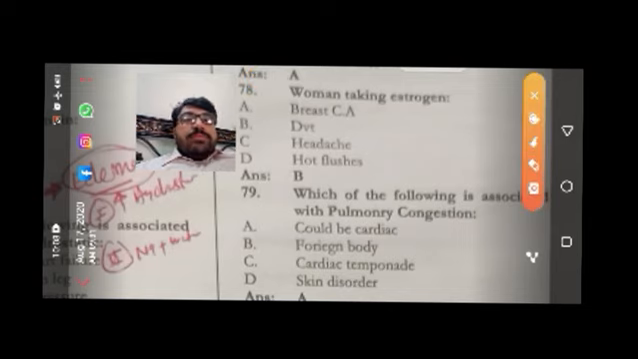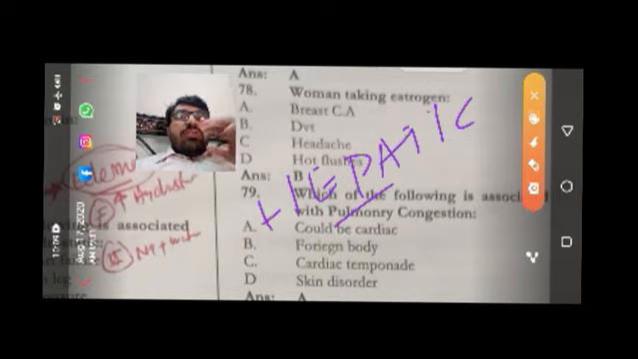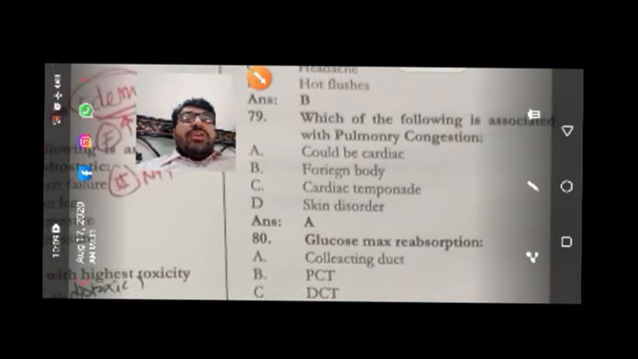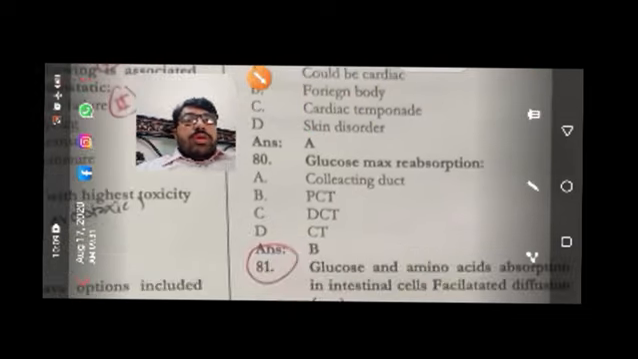Women taking estrogen, long-term effects are hepatic adenoma. If that is not in the option, then thromboembolism, DVT. Is it exogenous estrogen or endogenous estrogen that has cardioprotective function? The answer is endogenous estrogen. Exogenous estrogen causes thromboembolism. Which of the following is associated with pulmonary congestion? Cardiac. If there is CCF, blood cannot leave, so it accumulates in the pulmonary vessels.